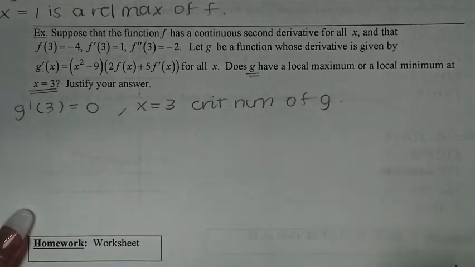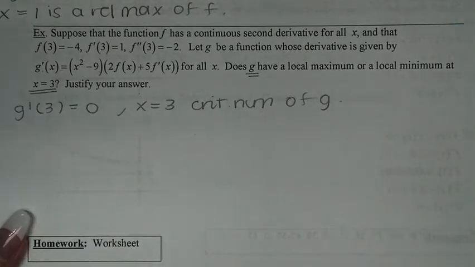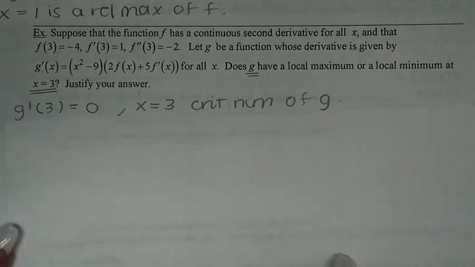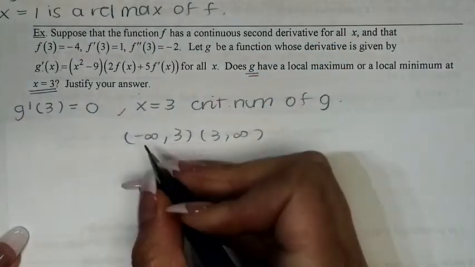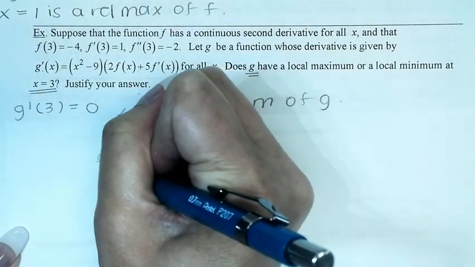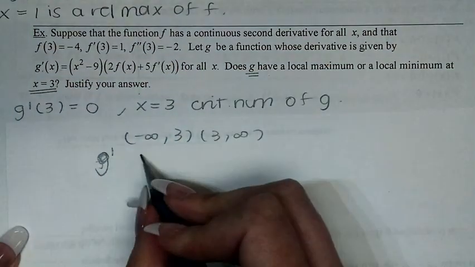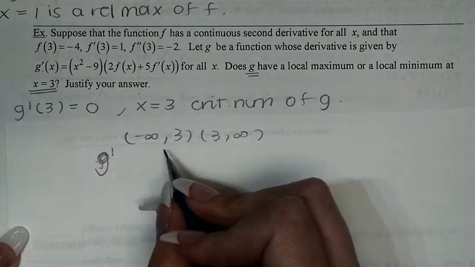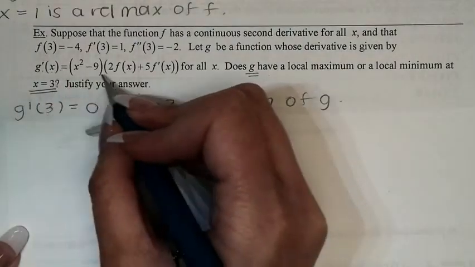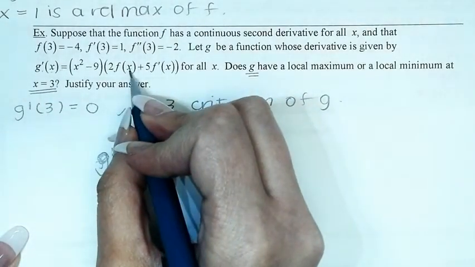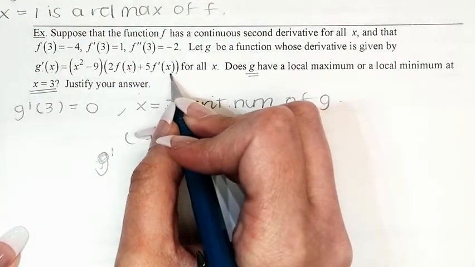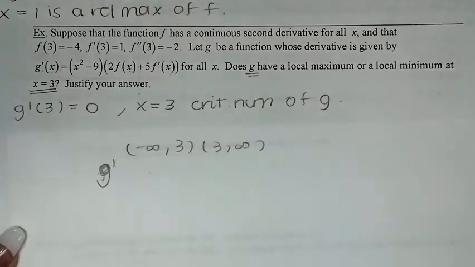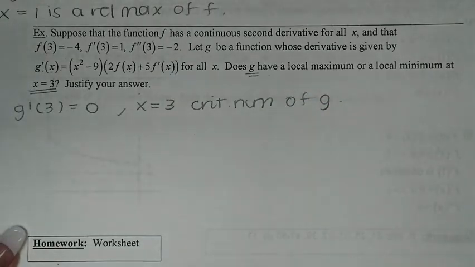So let me try to use the first derivative test here. I take negative infinity to 3 and 3 to infinity, select a point, and evaluate my first derivative, g prime. Say I apply the 2. You plug 2 here, but then do you have f of 2? Do you have f prime of 2? The problem is not giving you enough information, so applying the first derivative test in this situation is useless. We have no choice but to use the second derivative test.